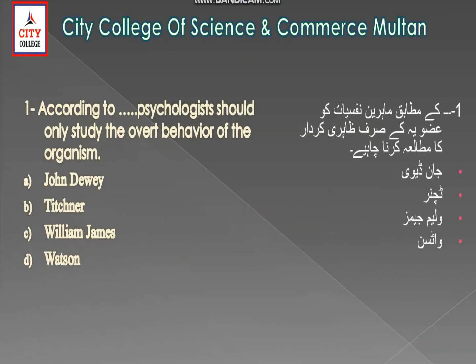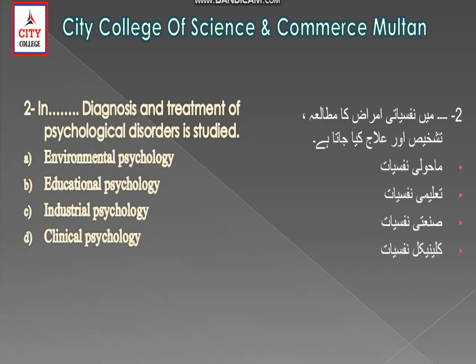MCQ number 1. According to dash, psychologists should only study the overt behavior of the organism. Option A, John Dewey. Option B, Titchener. Option C, William James. Option D, Watson. The correct option is option number D, Watson.